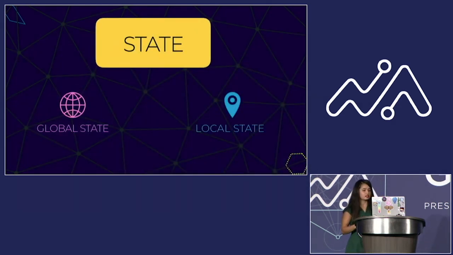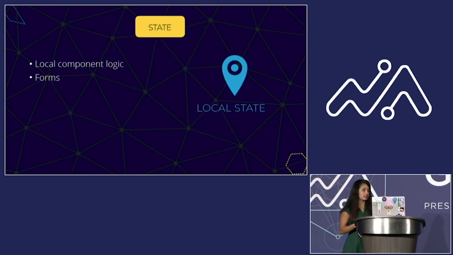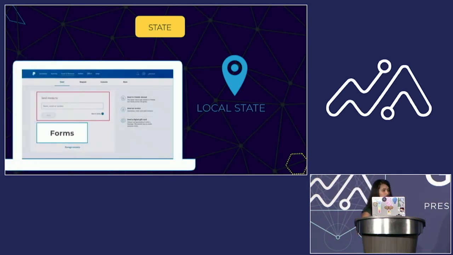On the other side, there is local state. And as the name suggests, it is state that is only local to component logic. A very good example of that is forms. So when you enter something, maybe you want to show a help text. And that logic you only want to keep in the form. So that's only local to the form. Hence, it is a local state.